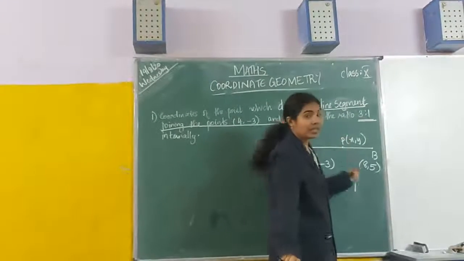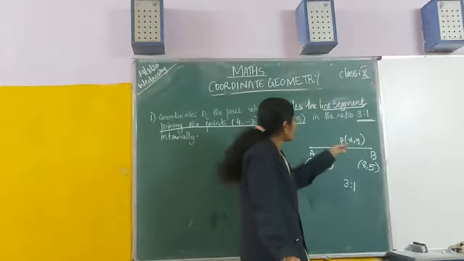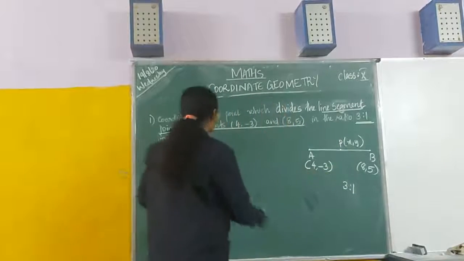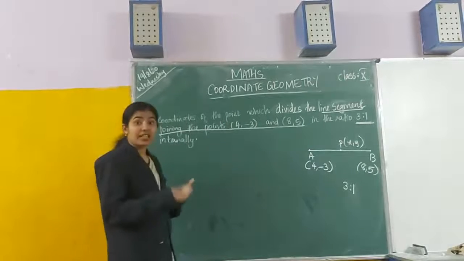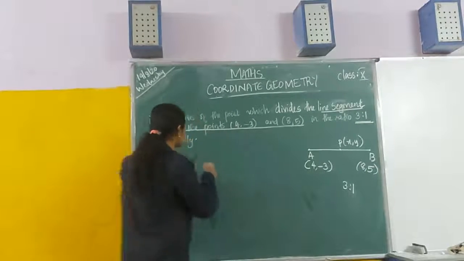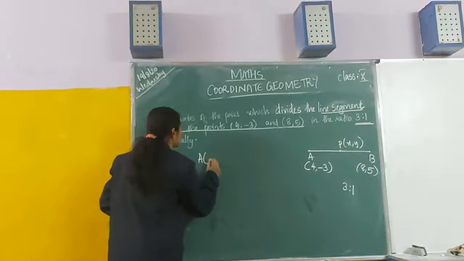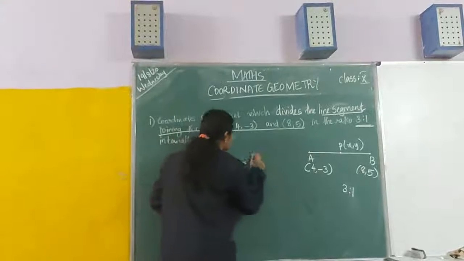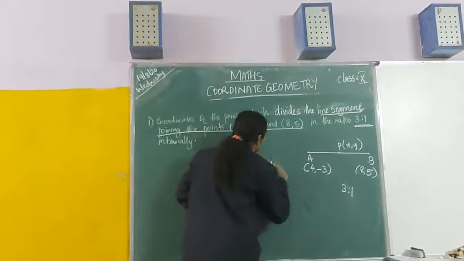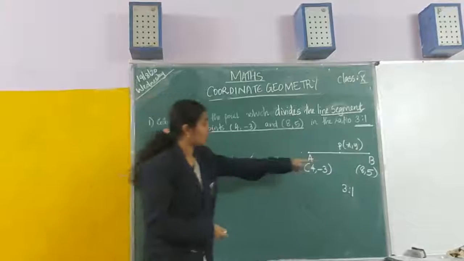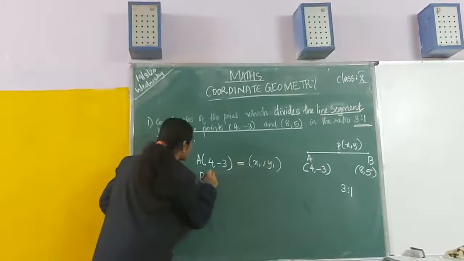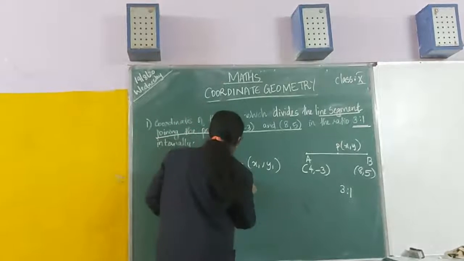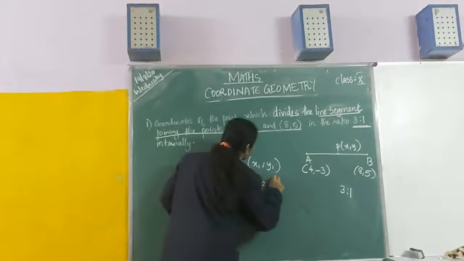If it is dividing like that, we need to find the coordinates of P. You should find the x coordinate and y coordinate. So how to find that? You should use the section formula. The first point is A, that is 4, minus 3, so this is x1, y1. The second point is B, that is 8, 5, which we take as x2, y2.